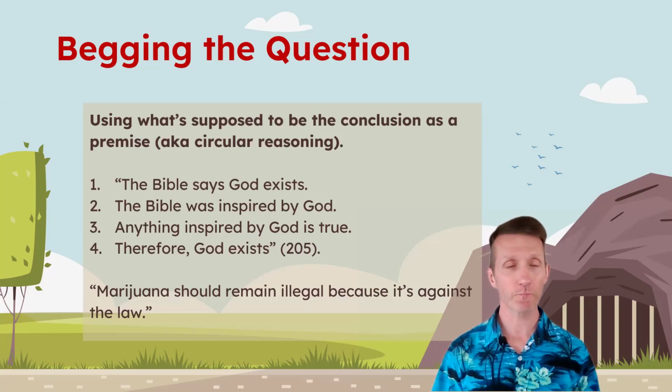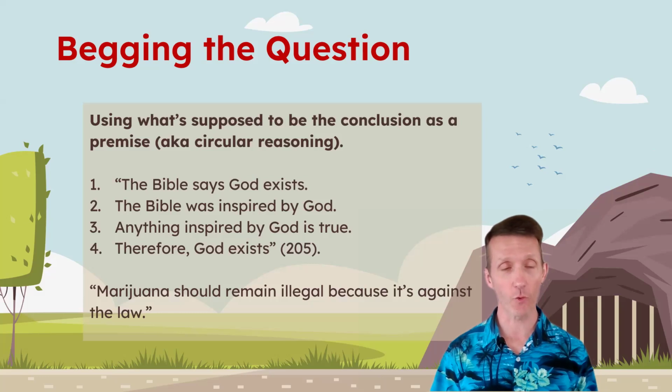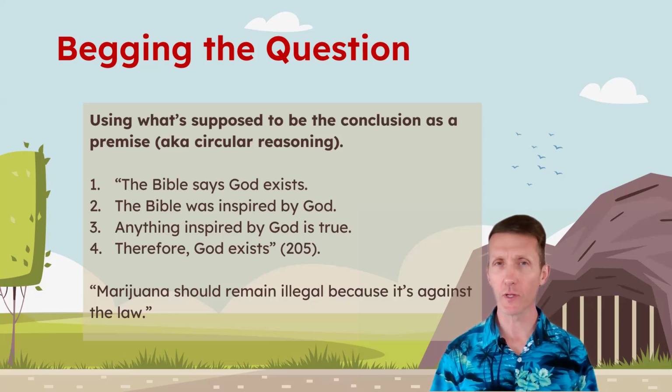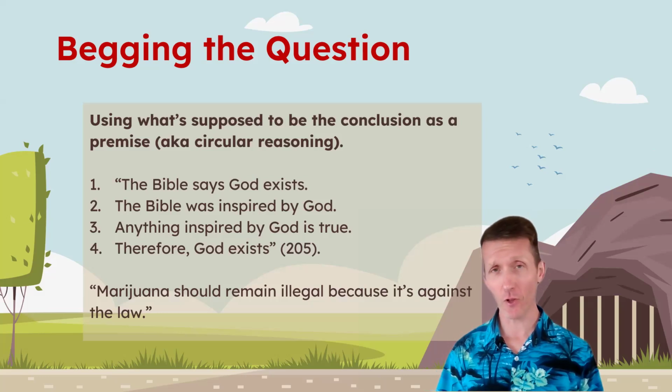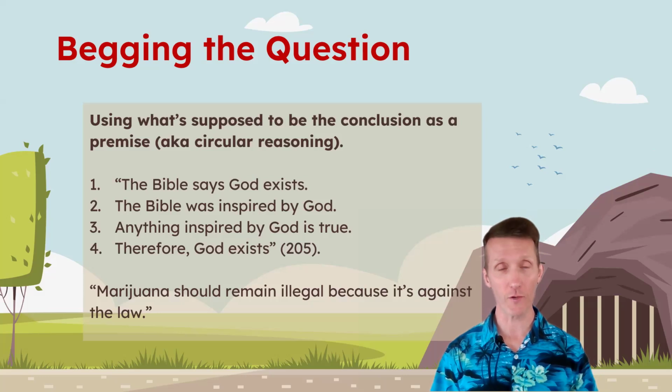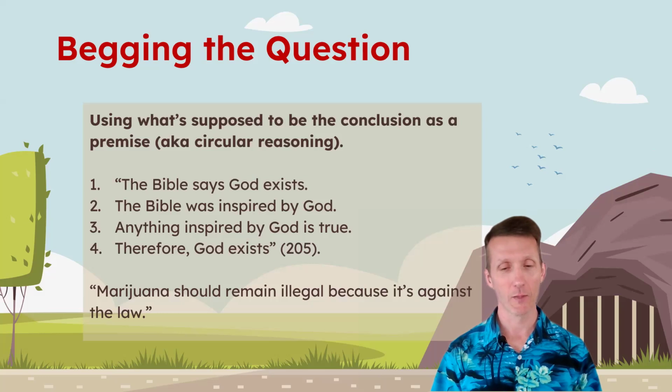And here's another example of circular reasoning, or begging the question. Marijuana should remain illegal because it's against the law. So it should be against the law because it is against the law. That's also circular reasoning. It's also begging the question. You need to offer independent reasons to support a law, not the fact that it's already the law. Perhaps some moral reasoning, some moral arguments from political philosophy, not just the fact that it's already legal, illegal, etc.